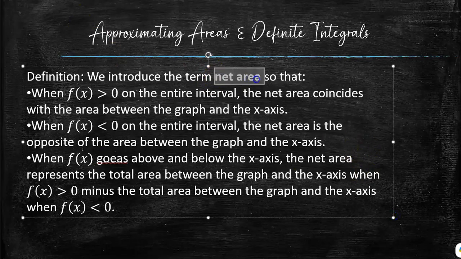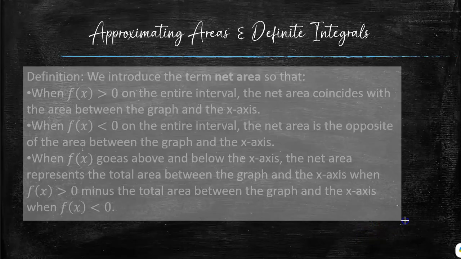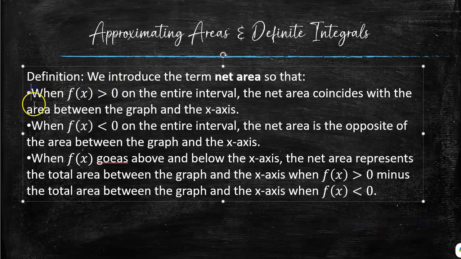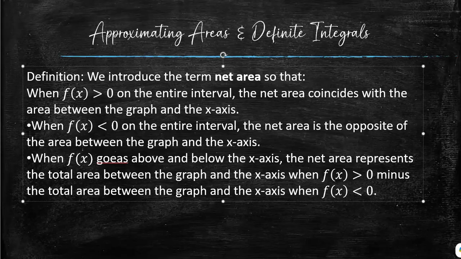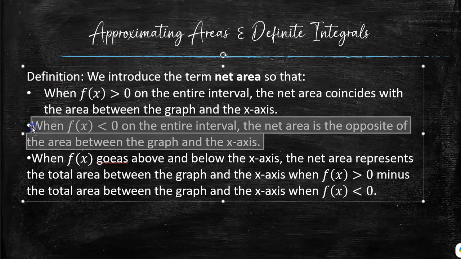So the new term is the net area. And the introduction is as follows. When the function is positive on some interval, the net area coincides with the area between the graph and the x-axis. So when f of x is positive, no issues.